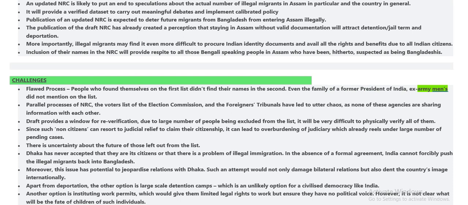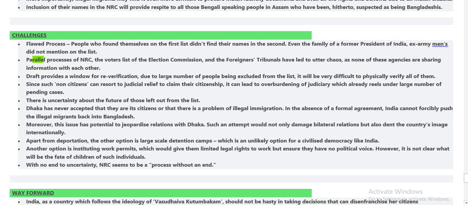Challenges. Flawed process. People who found themselves on the first list didn't find their names in the second. Even the family of a former president of India, ex-army men, did not find mention on the list. Parallel processes of NRC, the voters list of the Election Commission, and the Foreigners Tribunals have led to utter chaos, as none of these agencies are sharing information with each other.